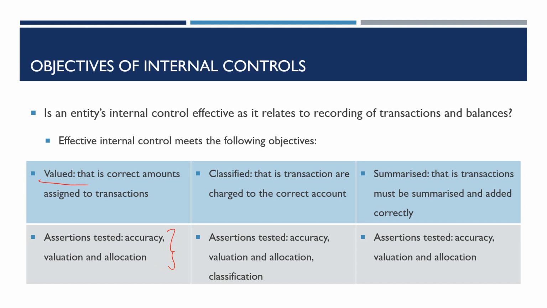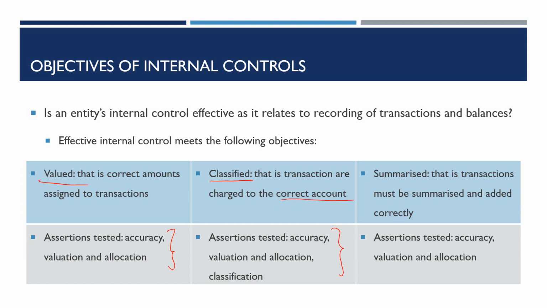The fourth one is classified, which means there are controls in place to ensure that the transactions are allocated to the correct general ledger account. If the system of internal control meets this objective, then accuracy, valuation and allocation, and classification assertions are also likely to be valid.